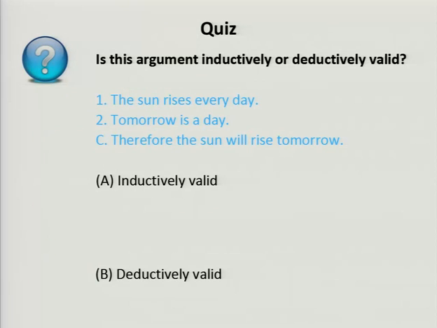Last question for you guys. The sun rises every day. Tomorrow is a day. Seems fairly convincing. Therefore, the sun will rise tomorrow. Is that inductively or deductively valid? What kind of validity do we have here? Is there any conceivable way in which that could be false?